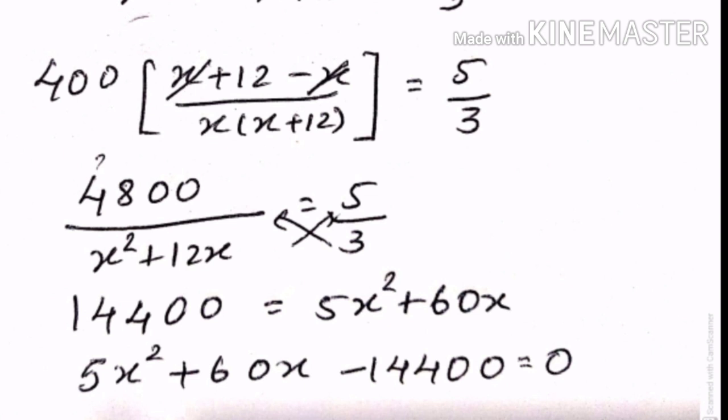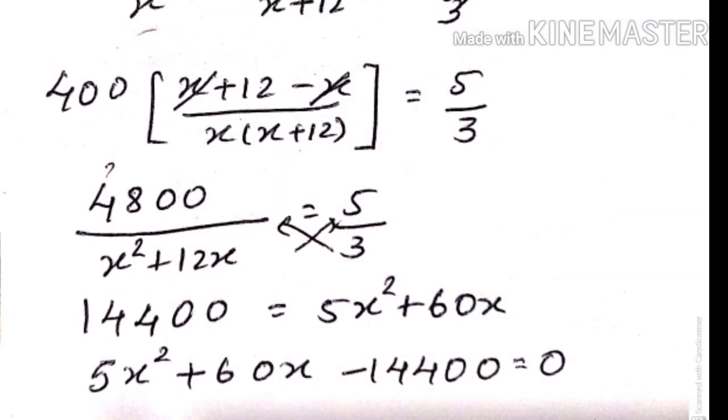Why 40 upon 60? Because we have to convert the minutes into hours. So 4 by 6, and 2 by 3 by cancellation. And then by taking the improper fraction, we get 5 by 3 on the right hand side, and on the left hand side 400 times 12 is 4800, and the denominator is x square plus 12x. Then taking cross multiplication, we change the equation to 5x square plus 60x minus 14,400 is equal to 0.